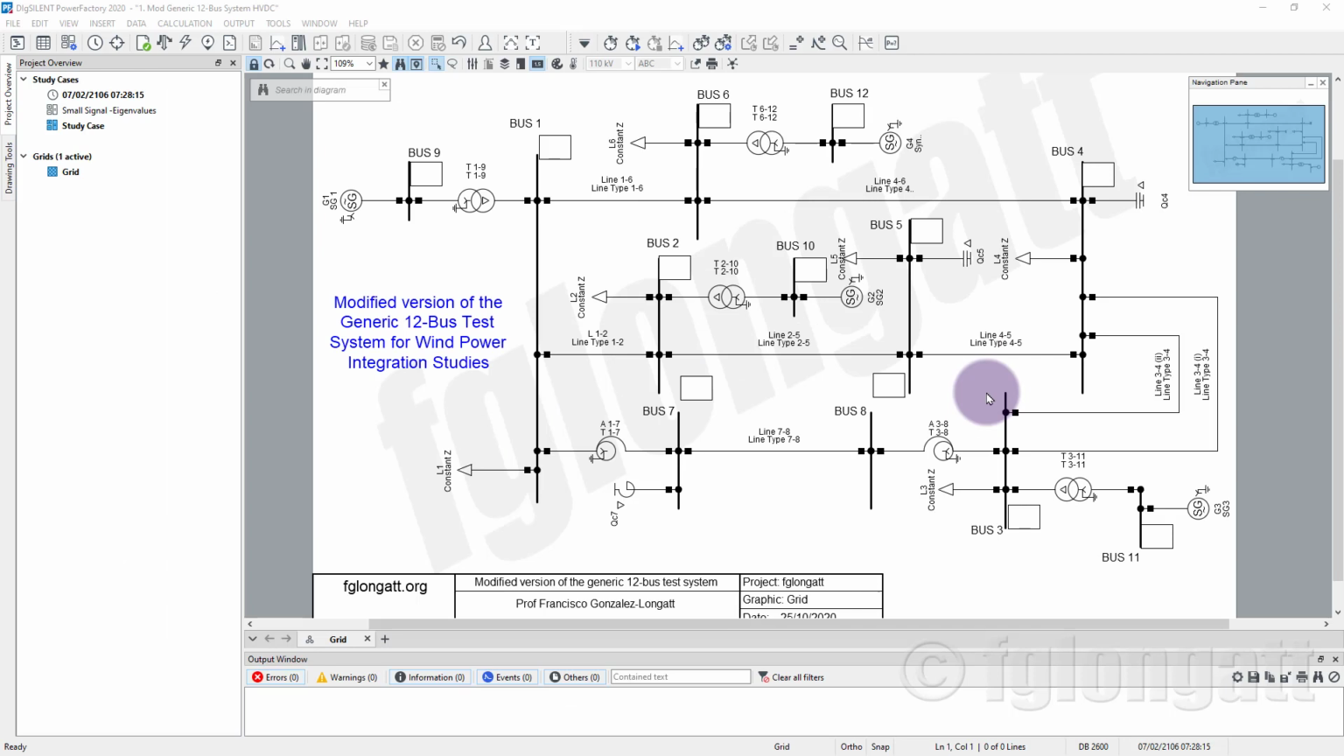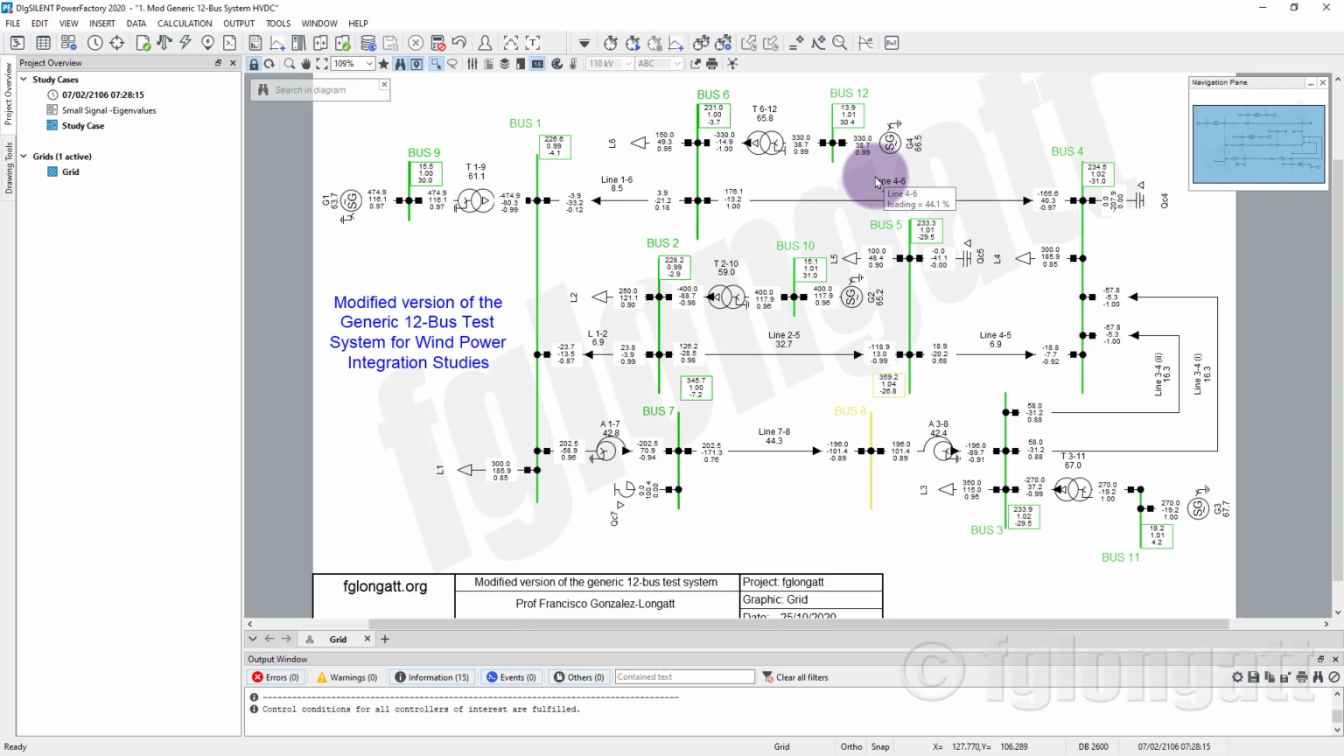Okay? Right now we are here in the DIGSILENT PowerFactory. As you can see, this is the test system that we have been using before. This is the generic 12 bus test system for wind power integration studies. And this system we have used before, especially for load flow, for power flow, in order to show you the phase shift in delta star transformer. What I will do right now is run a load flow.